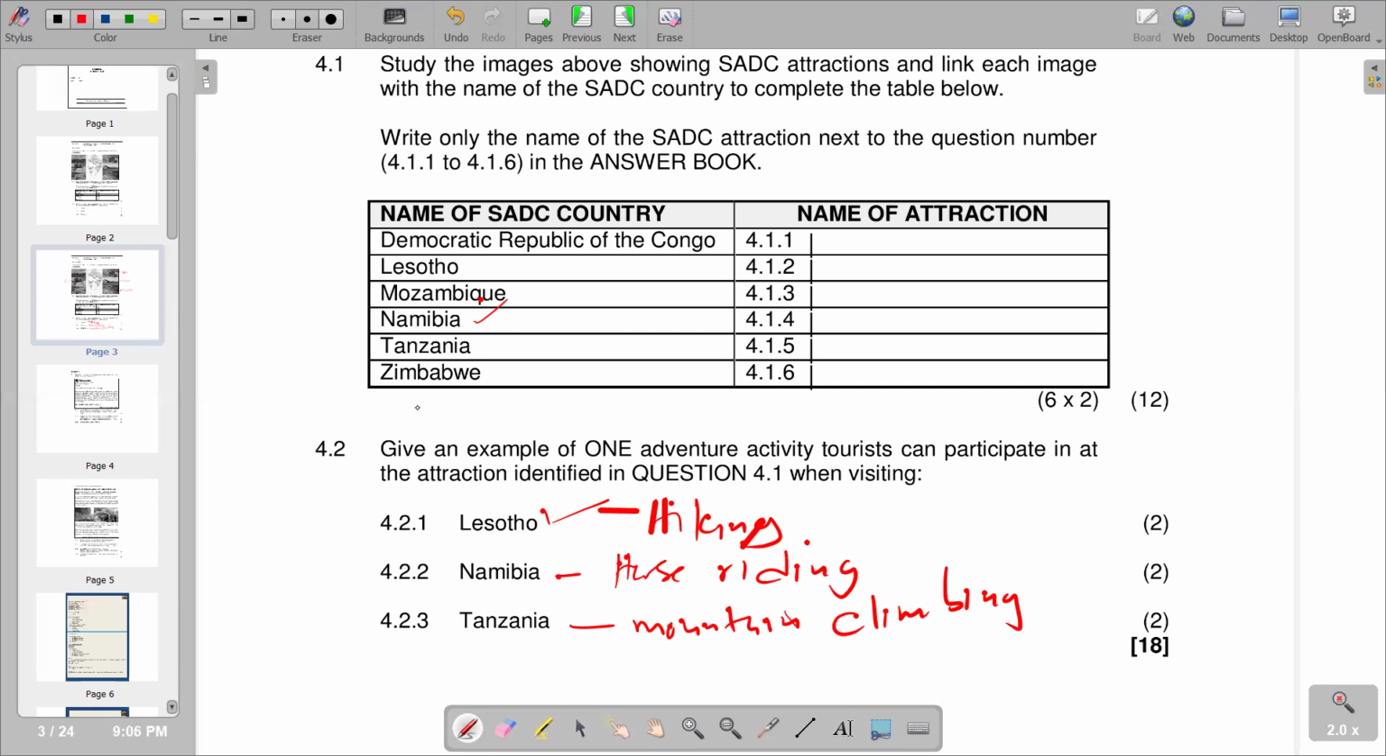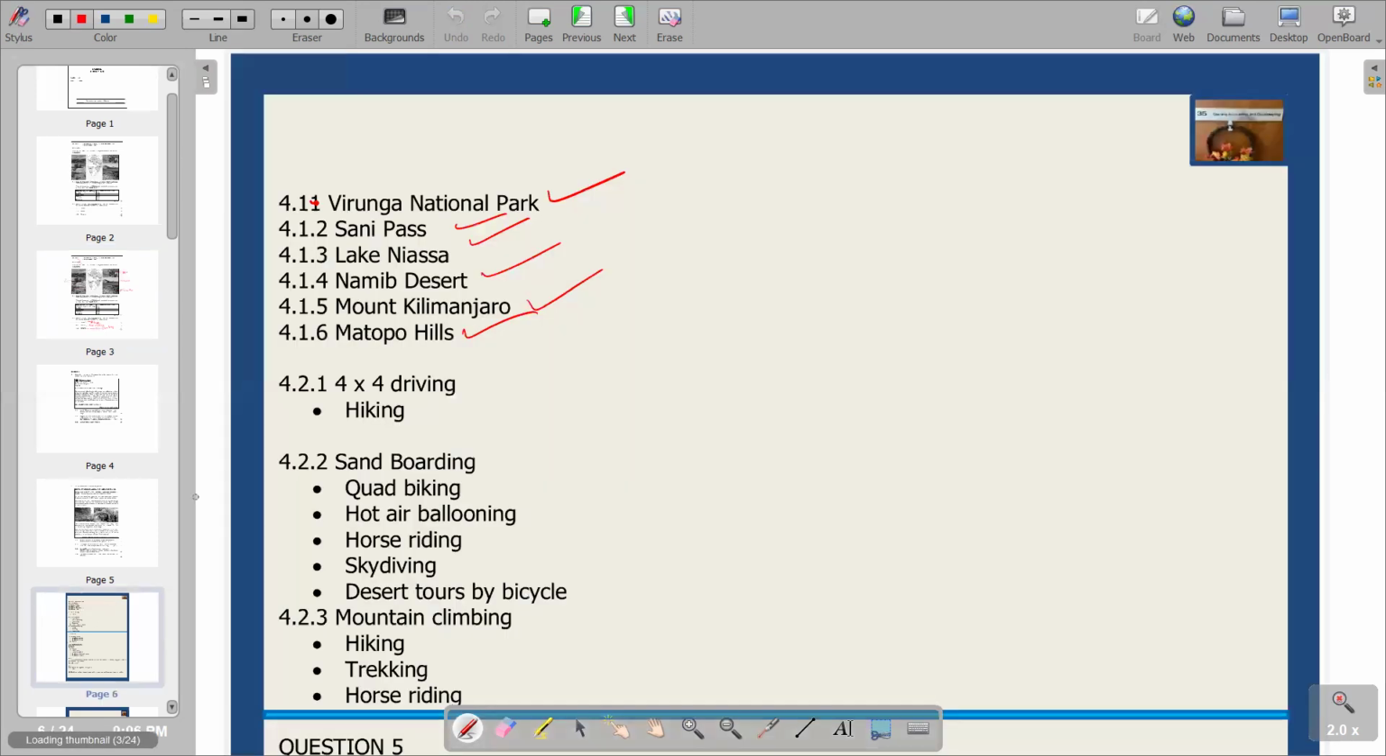But go to our other section to see that for each and every attraction, we can have more than one adventure activity that can be related to it. So you go there to try to see. So for Lesotho, for the pass, we are saying we've got driving and also hiking. And then we have the second one, which we are saying it's now a desert. We have got sandboarding, can be part of that in the desert. We've got quad biking, we've got hot air ballooning, we've got horse riding, skydiving, desert tours by bicycle. So you can just pick any that you feel familiar with.